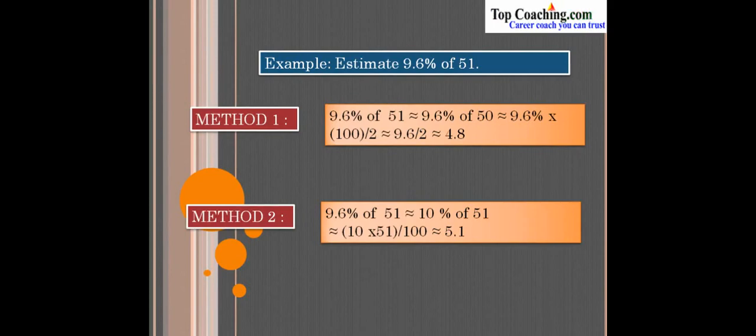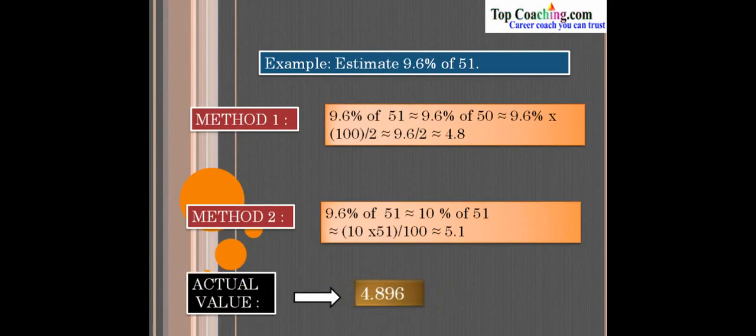From method 1 we get the approximate value 4.8, and from method 2 we get 5.1. But the actual value is 4.896. So this exact value is very close to 4.8, the value we found using method 1. So in this case the first method is better, as it gives a value very close to the actual value. Instead of method 2, we should use method 1 in such cases. Approximating 9.6% to 10% is by and large a huge approximation which we should avoid. So this was about estimating percentages.